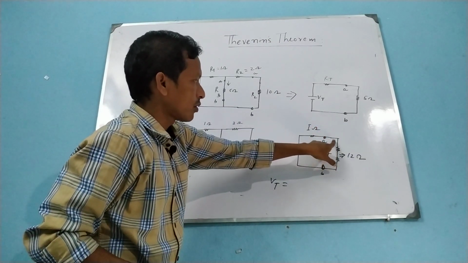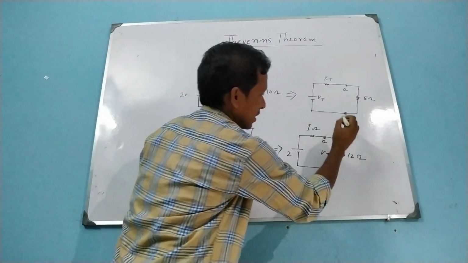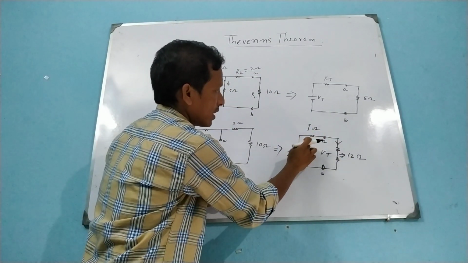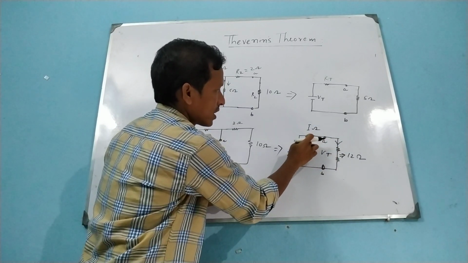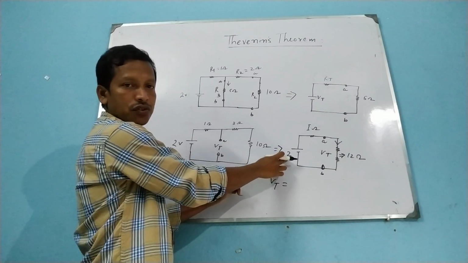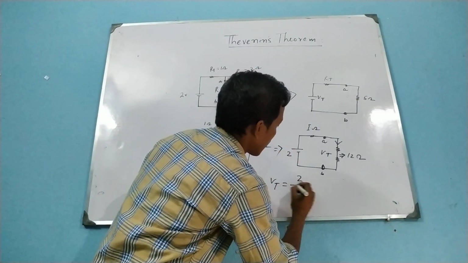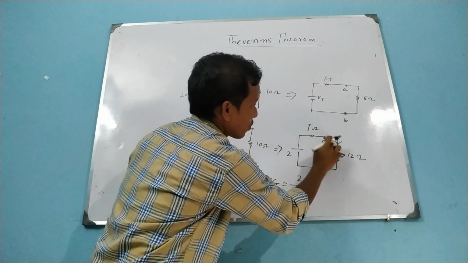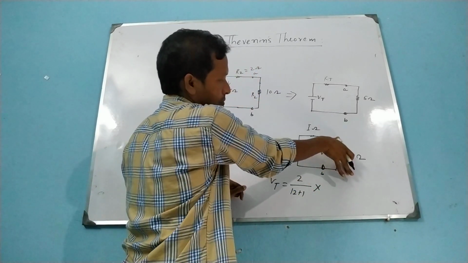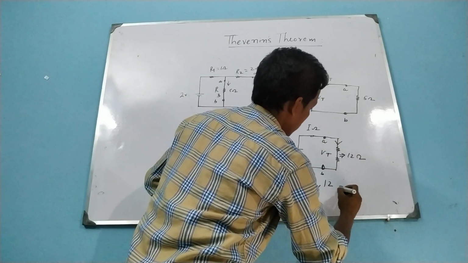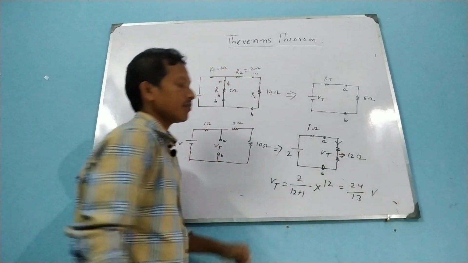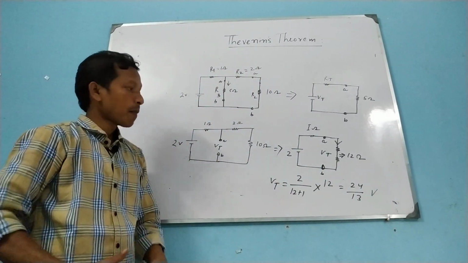So first we have to calculate the current through this path. What will be the current through this path? Let's see the figure, circuit diagram. Here the total resistance in the circuit is 12 plus 1 is 13, and the supply voltage is 2. So the total current in the circuit is voltage by total resistance, 2 by 12 plus 1, into the voltage drop across 12 ohm. So into 12, so 24 by 13. This is the Thevenin's voltage. Okay, clear?